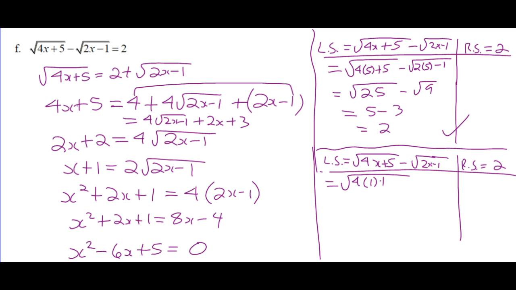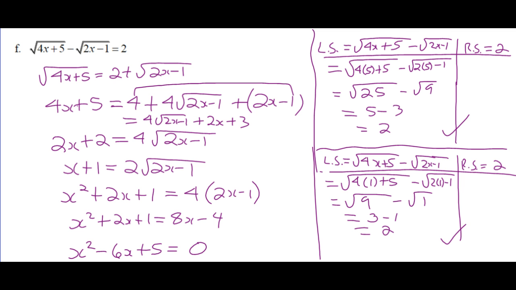4 times 1 plus 5 minus 2 times 1 minus 1, root 9 minus root 1. And you see I'm shortcutting a bit. I'm not going 4 plus 5. You can work this out. Okay. So how much detail you show in the check needs to be a reasonable amount, but it just needs to show enough.